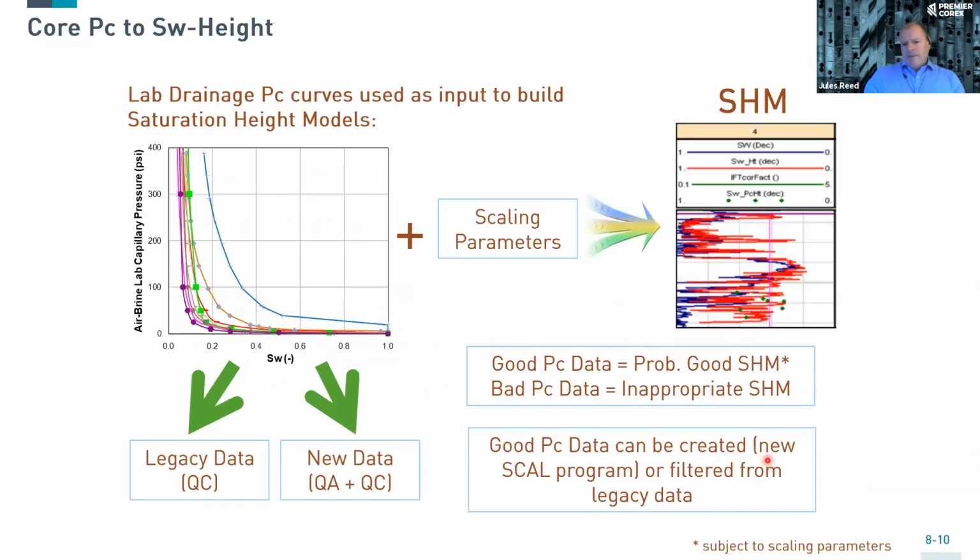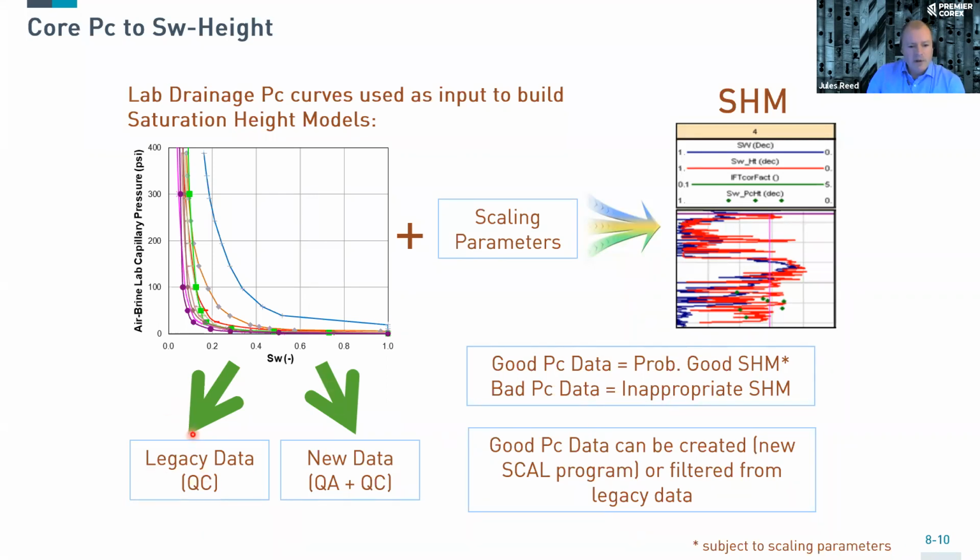So as we begin to look at the process of saturation height modeling, we need to look at our core data and we need to consider it. We need to look at quality control of our data. It's very important. If you've got good capillary pressure data, it will probably lead to a good saturation height function or saturation height model. Bad data, if there are errors in your input data, there are going to be errors in your output saturation height model. So poor data will lead to inappropriate or poor saturation height modeling.